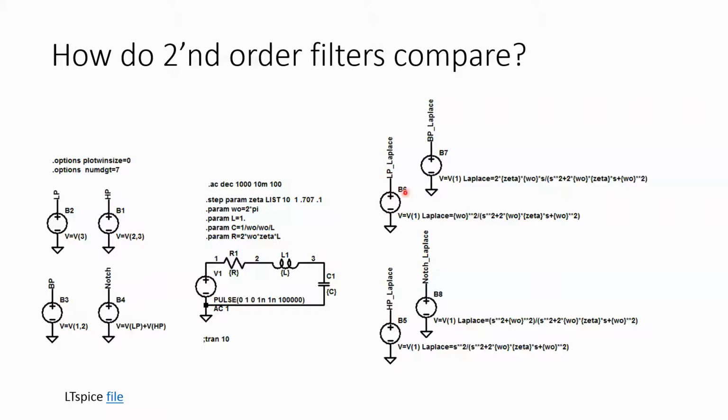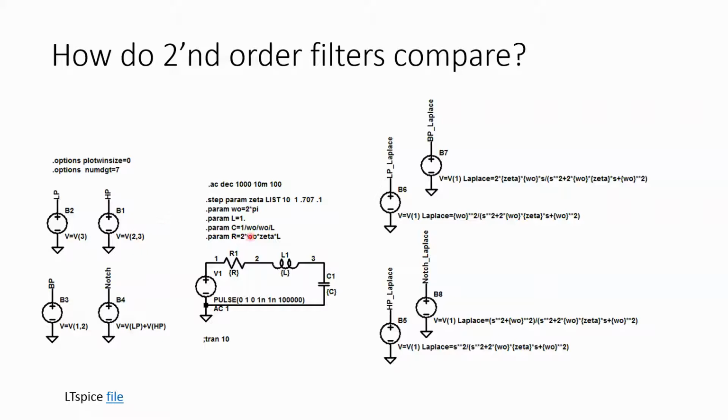Now if you come over here to the behavioral sources, the low pass is just omega naught squared divided by the standard polynomial format. The high pass, it's S squared over the polynomial. The notch, you just derive that out. You have S squared plus omega naught squared, which is the high and the low pass. And the band pass, 2 times zeta times omega naught times S, will give you a gain of 0 dB at mid-band.